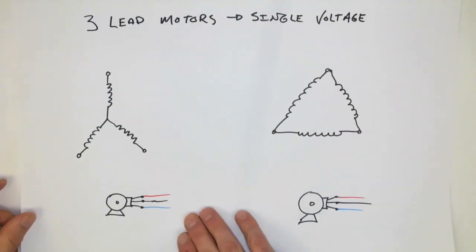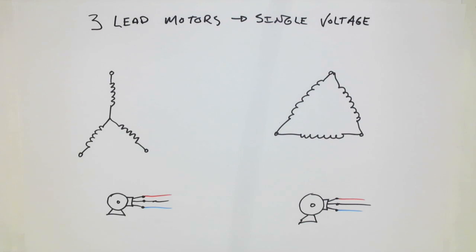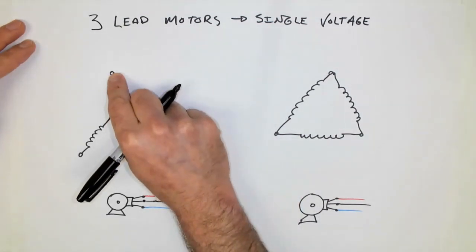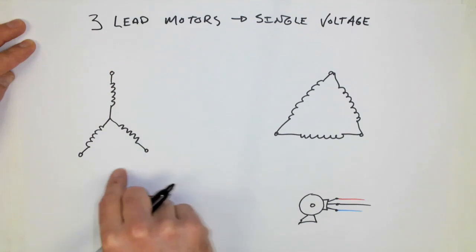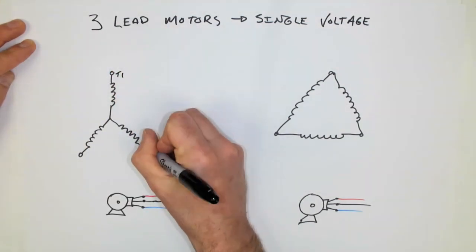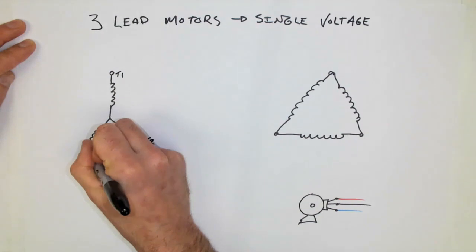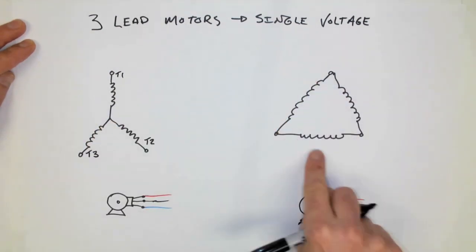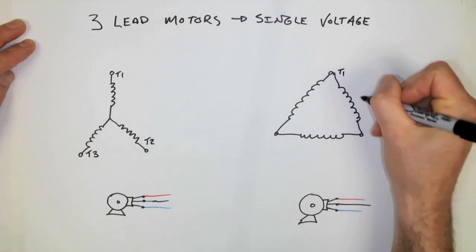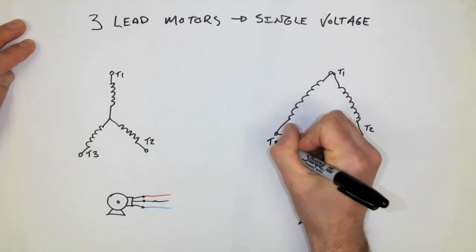Now, 3 lead machines can be manufactured by the company who builds them as either Y or delta, the windings inside the stator. The way that we label these leads is by associating them with a T. So T1, T2, T3. The way that we then assign these is to start at the top and work our way around in a clockwise fashion. T1, T2, T3. In the same way that on this one, we would have T1, T2, and T3.